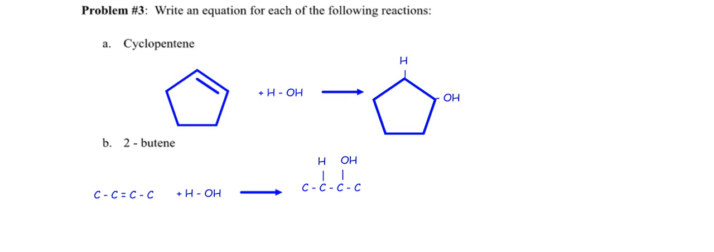So this is what I came up with. There's my cyclopentene plus water to make cyclopentanol. I have my 2-butene plus water to make 2-butanol. Okay, and there you go.